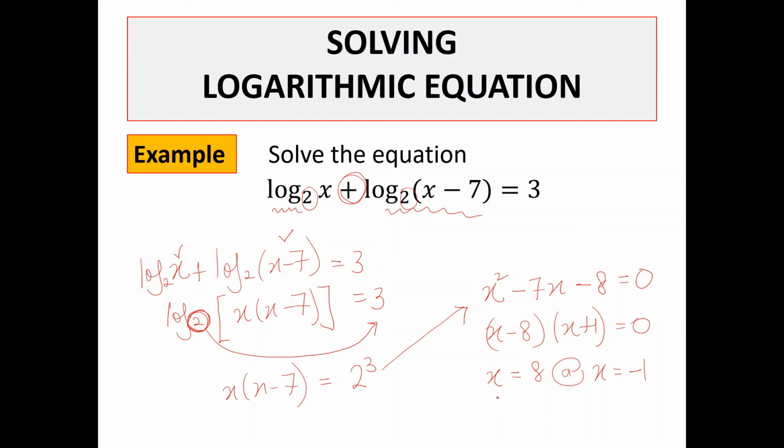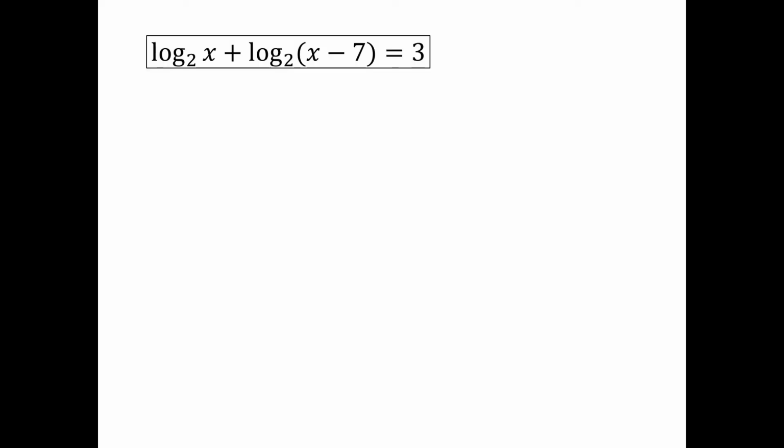And if you check x equal to 8 and x equal to -1, you will only allow the answer x equal to 8, by substituting x equal to 8 and x equal to -1 in the original equation to check whether the left hand side and right hand side are the same. So you will get x equal to 8. Now I am showing you the checking part.